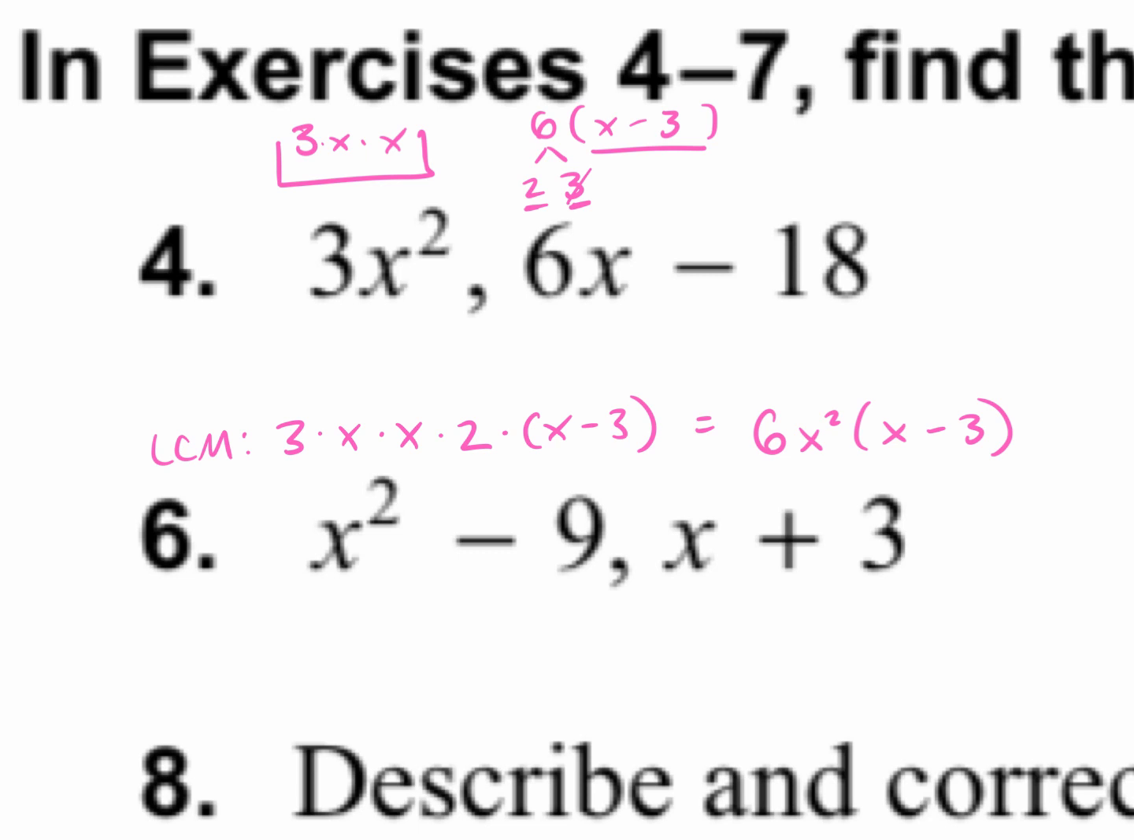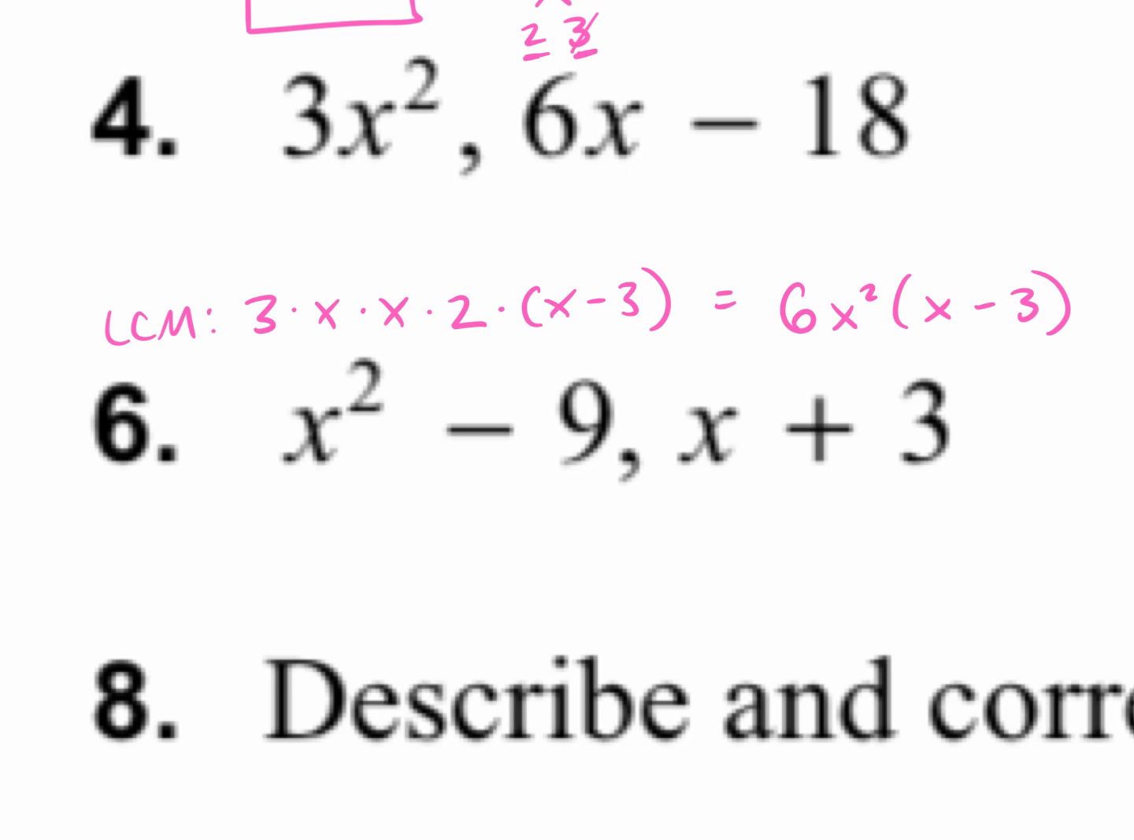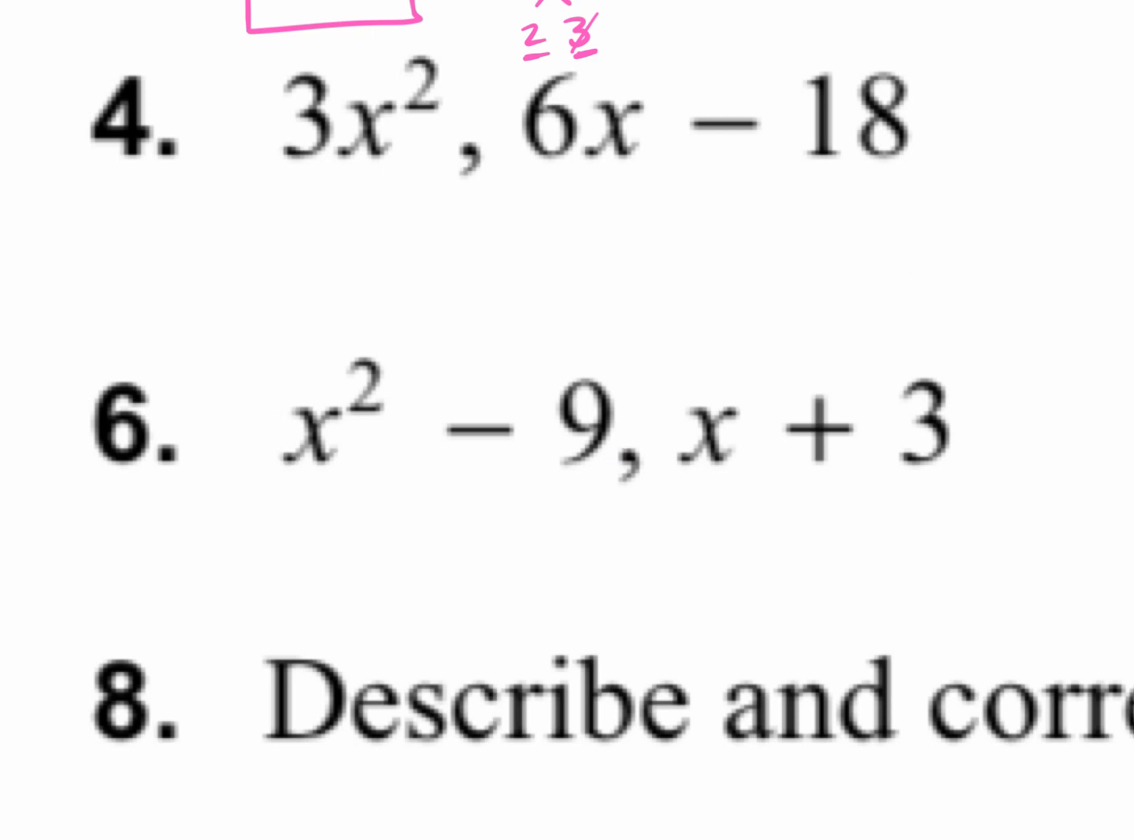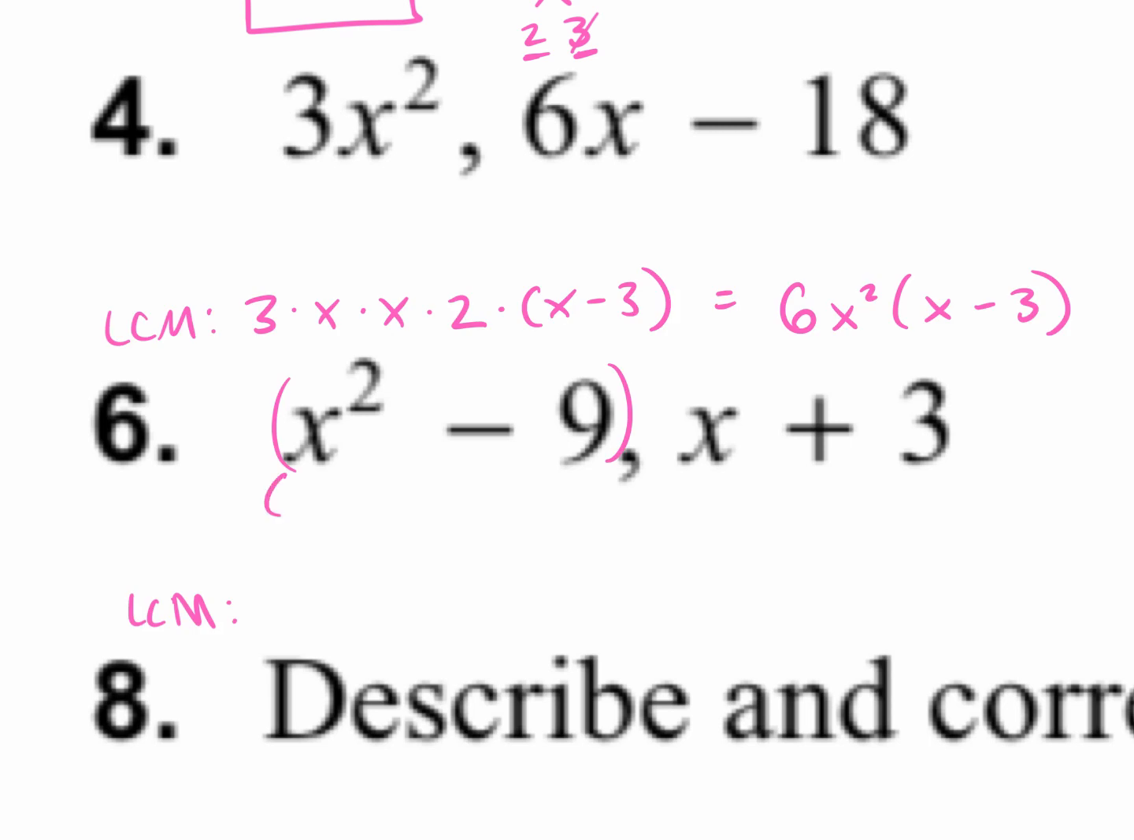All right, let's take a look at 6. To find our least common multiple, which is the same as the least common denominator, we need to factor both of them. How can I factor x squared minus 9? Awesome. It's the difference of squares, so x plus 3 and x minus 3. And then our second factor is just x plus 3.